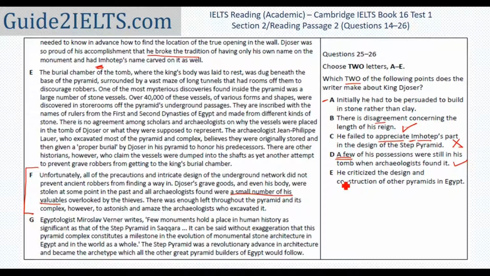He criticized the design and construction of other pyramids in Egypt. I'm pretty sure this is not the answer. If you want to be sure, you can read paragraph B, in which there is mention about the tombs before and later. But I'm sure the two correct answers are B and D. In such questions where you have to choose 2 or 3 correct answers, it doesn't matter what sequence you write it in. So for 25th and 26th, you can write the answers as B and D, or you can even write them as D or B. Both would be marked correct.